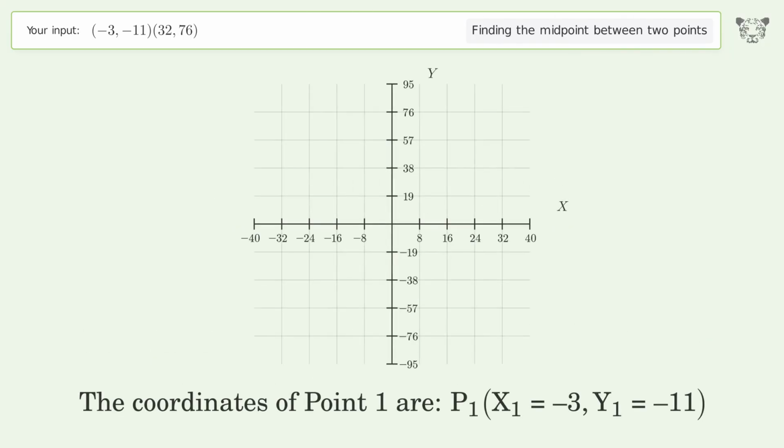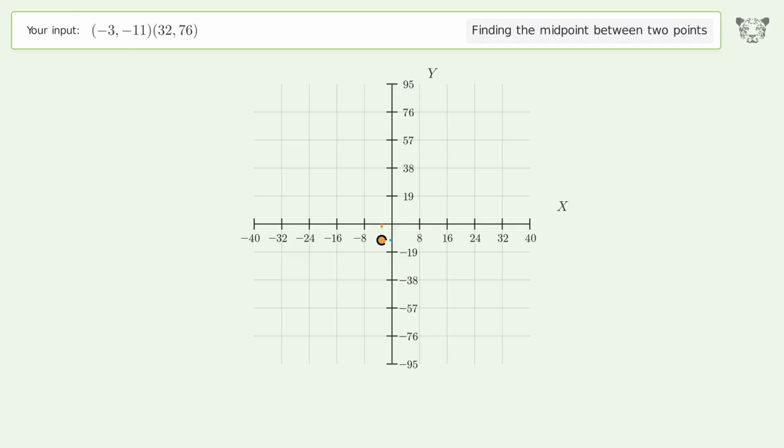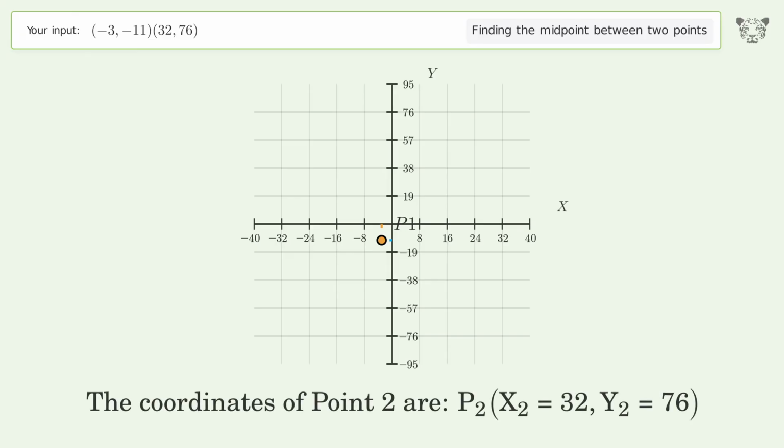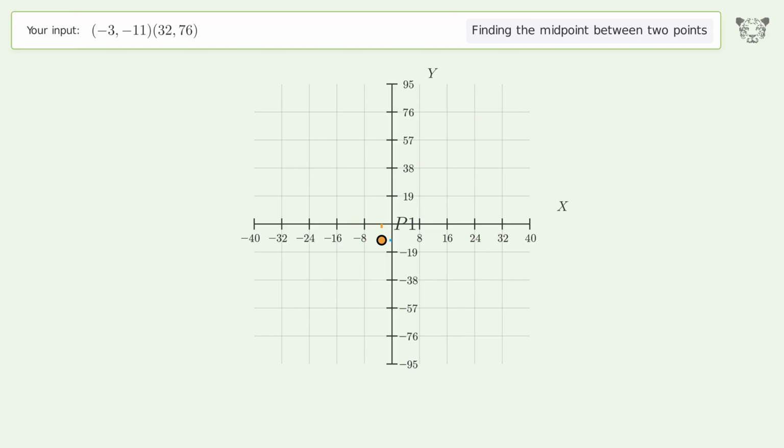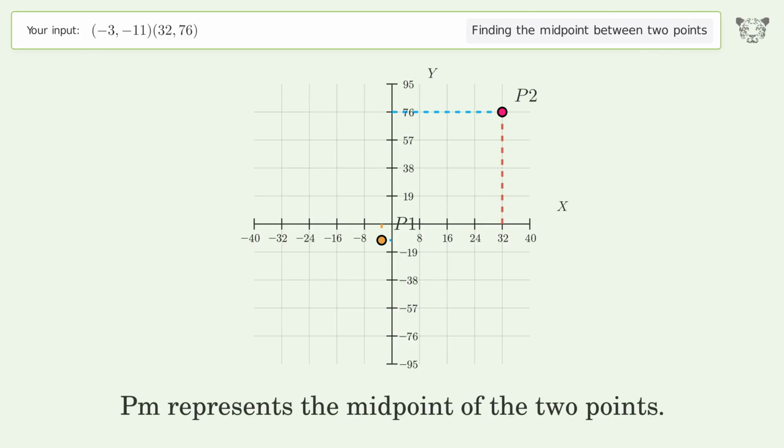The coordinates of point 1 are x1 equals -3, y1 equals -11. The coordinates of point 2 are x2 equals 32, y2 equals 76. PM represents the midpoint of the 2 points.